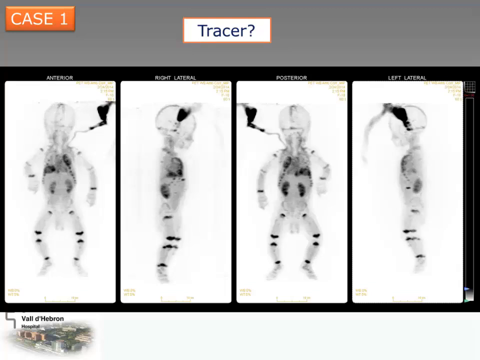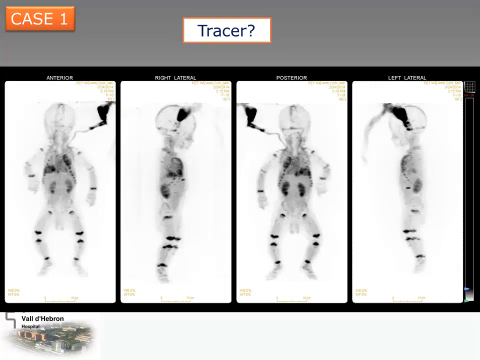Okay, which is a tracer? Yes? A volunteer? MDP? No. Fluorine, yes. The blood pool. And what abnormalities do you see? Is something abnormal?